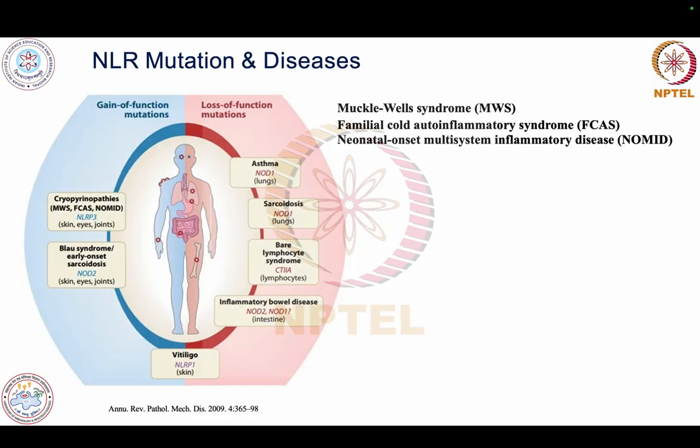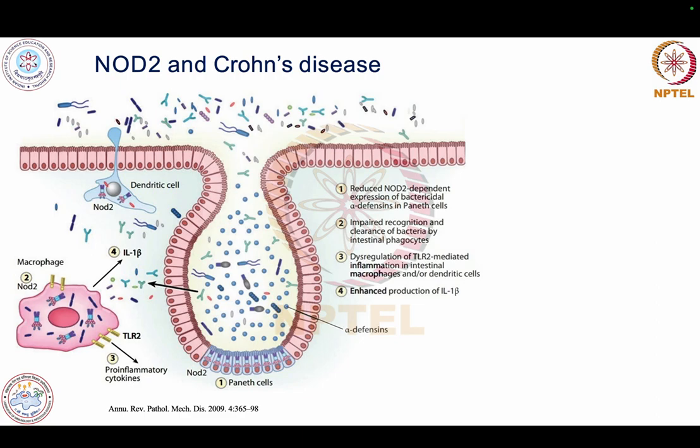So inflammasome mutation and disease. There are gain of function mutations and loss of function mutations. There are different diseases: Muckle-Wells syndrome, familial cold autoinflammatory syndrome, neonatal onset multisystem inflammatory disease, NOD2 and Crohn's disease.